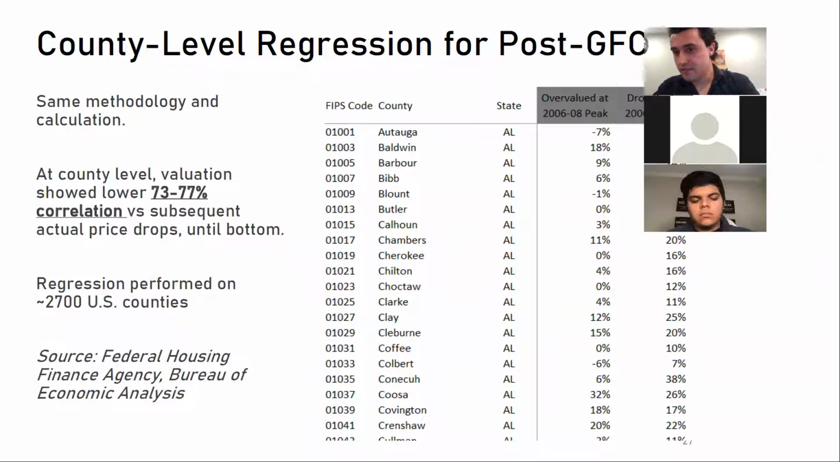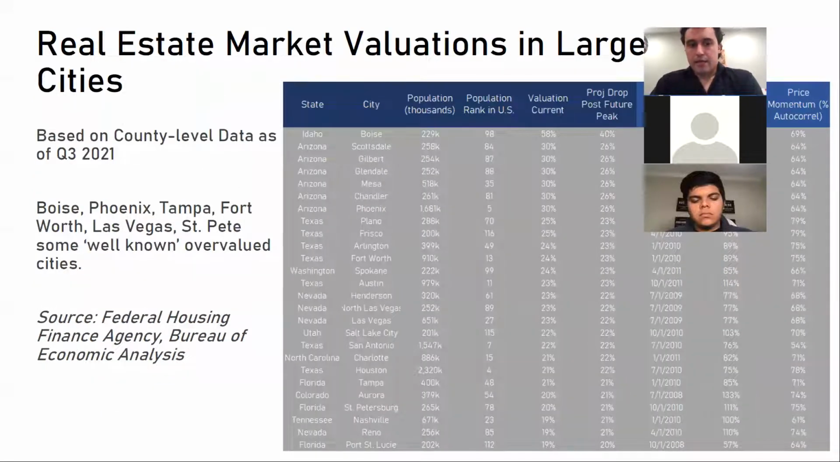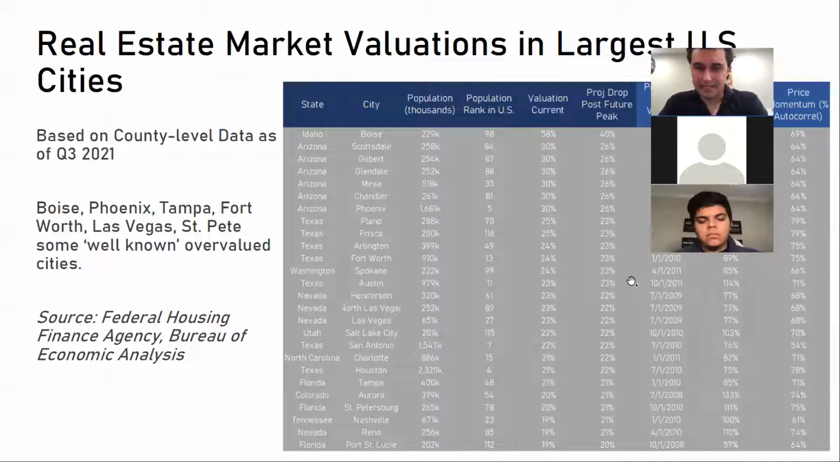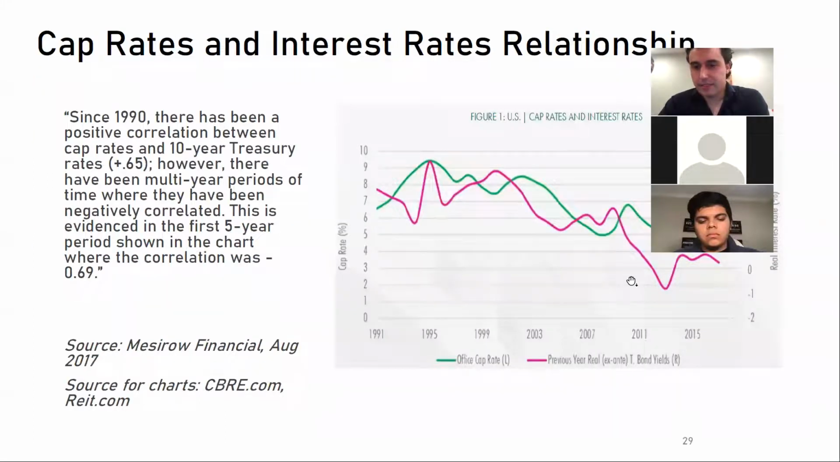So the same thing for 2,700 US counties rather than just the states showed a 73 to 77% correlation versus subsequent actual price drops until the bottom. And these are the valuations in large cities, cities with, I guess, over 200,000 population. Boise, Phoenix, Tampa, Fort Worth, Las Vegas, St. Pete are some well-known, relatively overvalued cities, with Boise very overvalued.